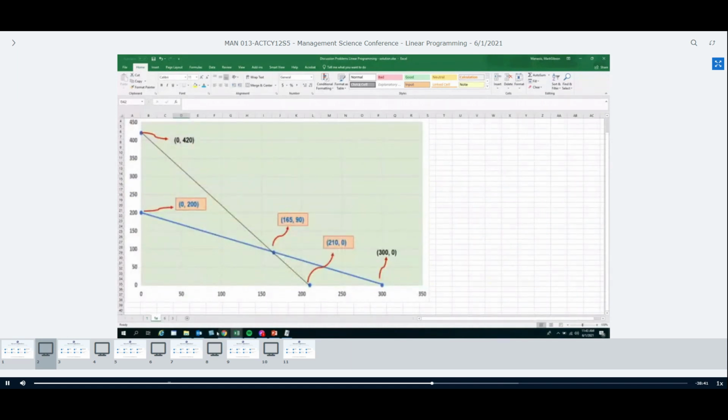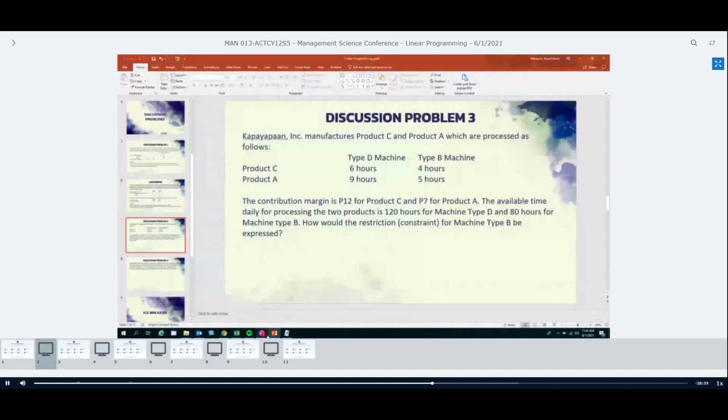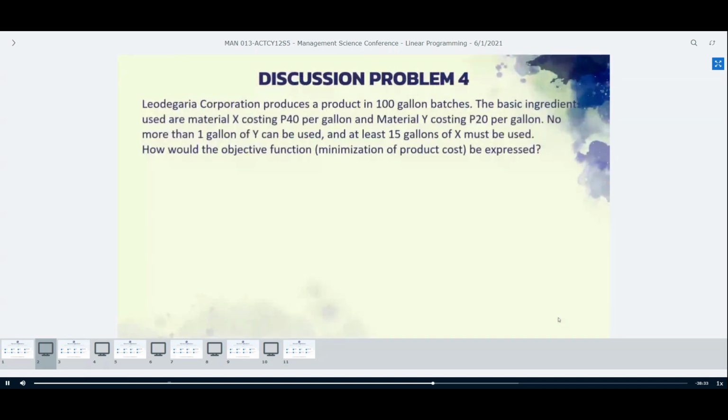Okay? Meron pa ba akong... Oh, sige. Let's do problem number 4. In problem number 4, the requirement is how would the objective function be expressed? Okay. So in this problem, in discussion problem number 4, the objective function is to minimize the cost. So therefore, our answer is 40x plus 20y. That's it. No? So that's our objective function.